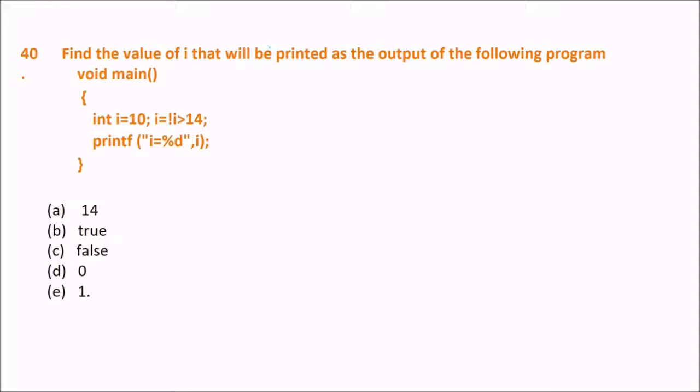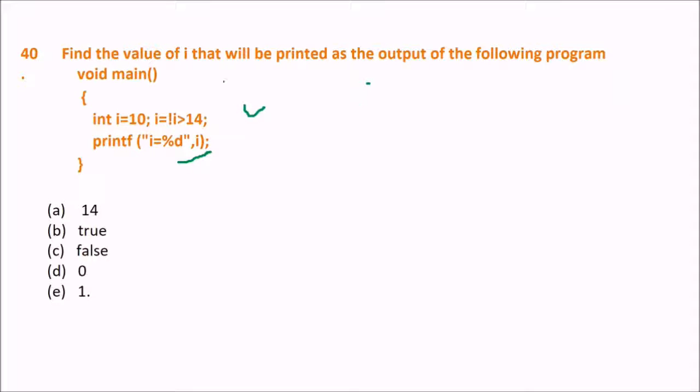Next question is: find the value of i that will be printed as the output of the following program. int i = 10; i = !(i > 14); printf("%d", i); You have to print i. So this is a very tricky question. Give me the answer. What will be the answer?